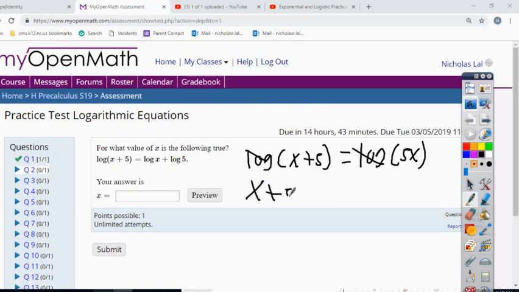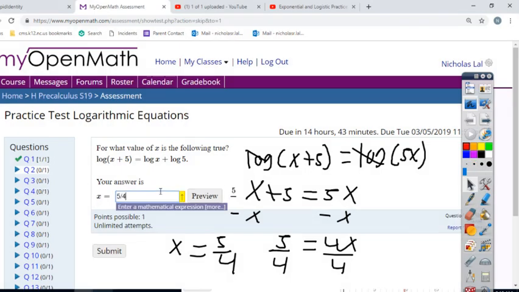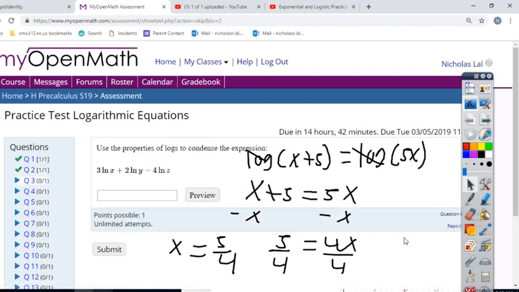So x plus 5 is equal to 5x. Now, you have to solve for x. Subtract x from each side. 5 is equal to 4x, divide each side by 4. Alright, x is equal to 5/4. X is equal to 5/4. That is correct. Question 3.